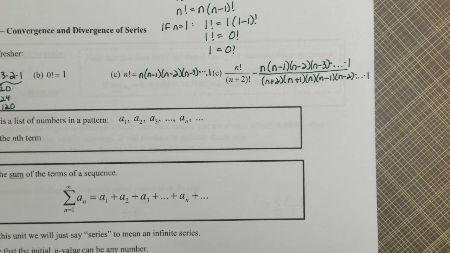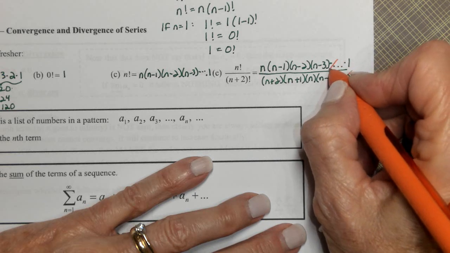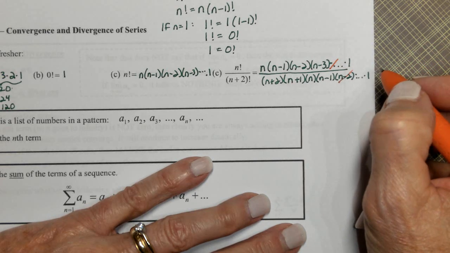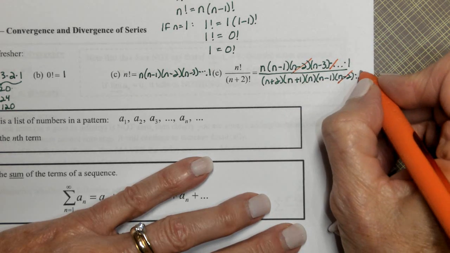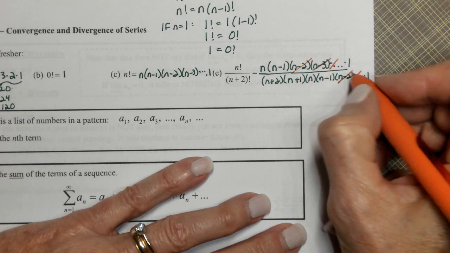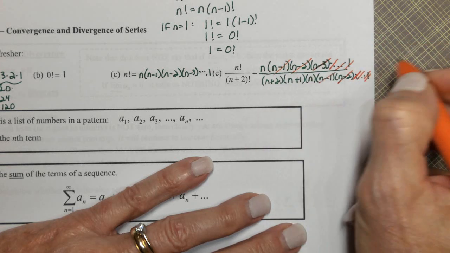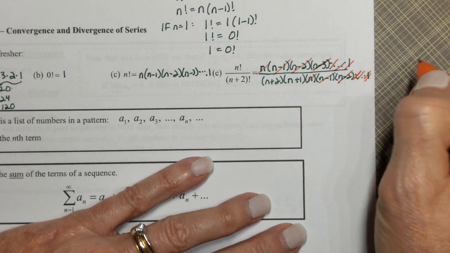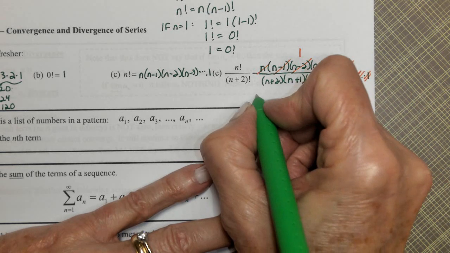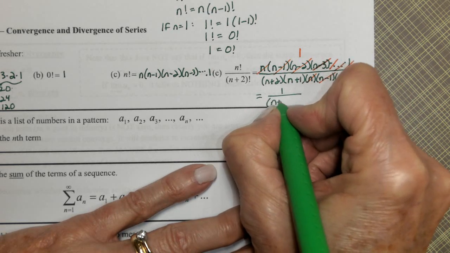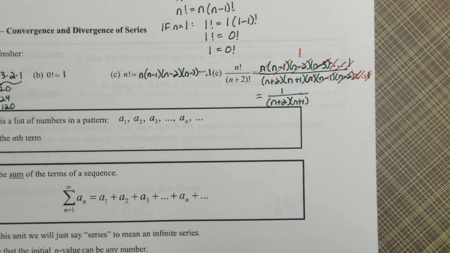So we find that when this happens, things cancel out. This n minus 2 cancels with this n minus 2. There would be an n minus 3 next, which would cancel with that n minus 3. All of these things would cancel with all of these things. N minus 1 cancels with that n minus 1. N cancels with that n. We're left with 1 in the numerator and n plus 2 times n plus 1 in the denominator. We will need to be able to reduce factorials like that when we're doing one of our tests for convergence.